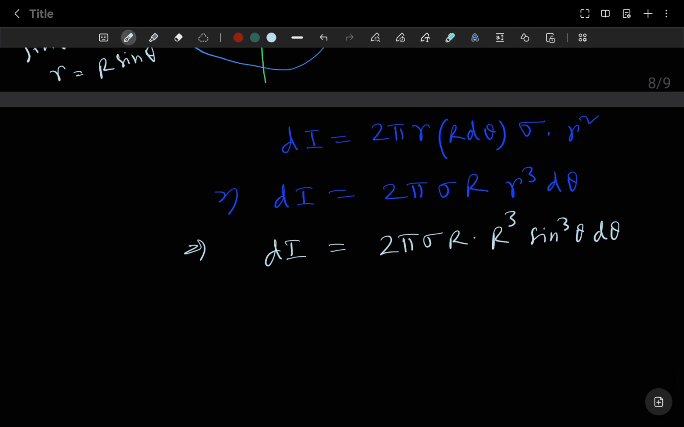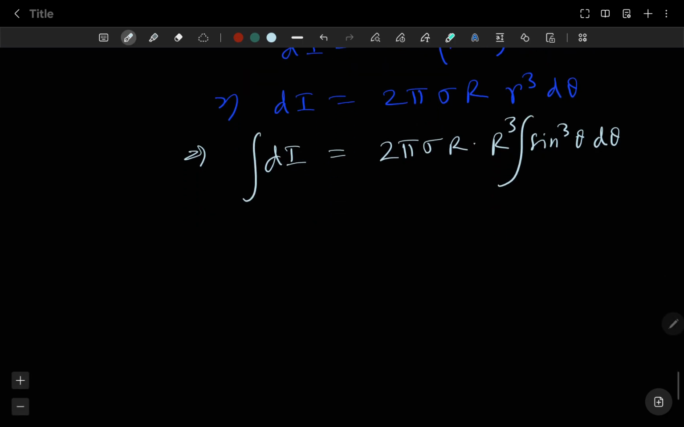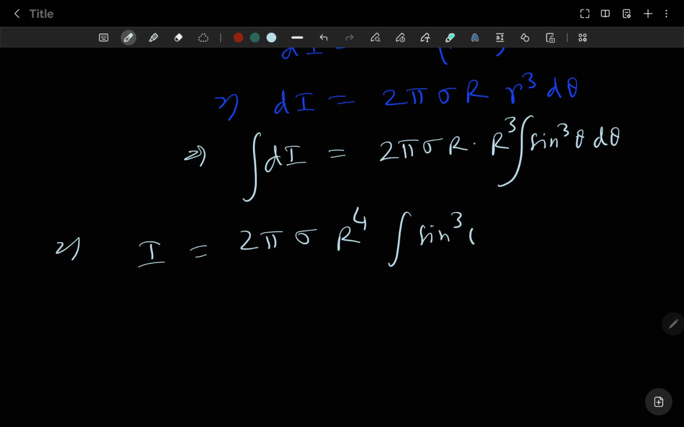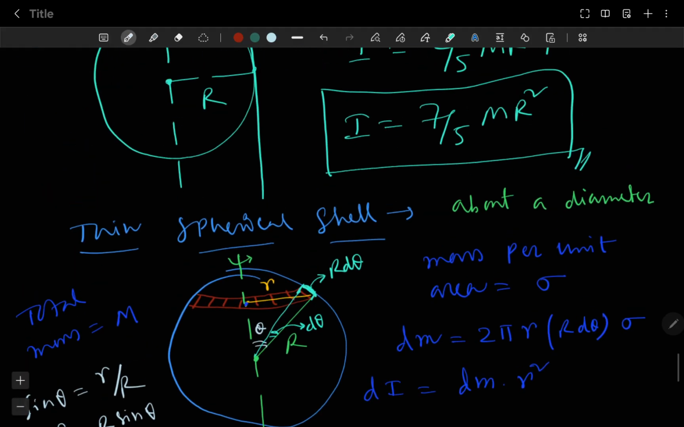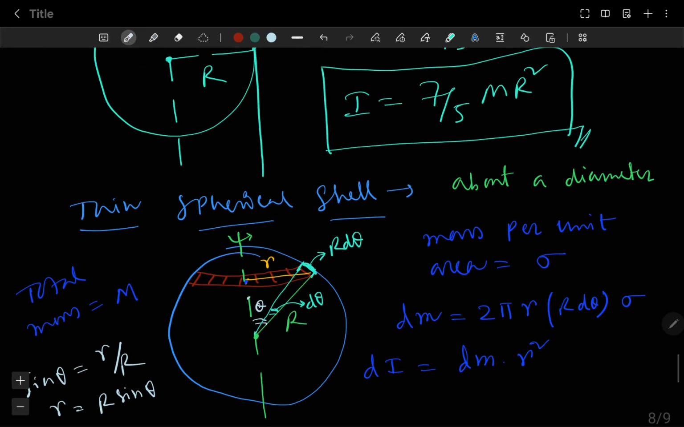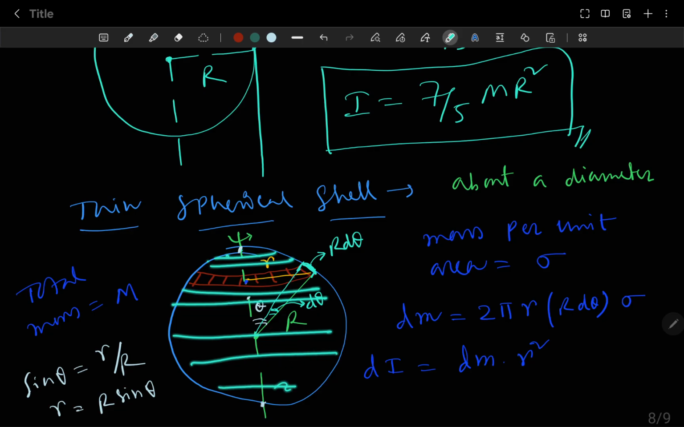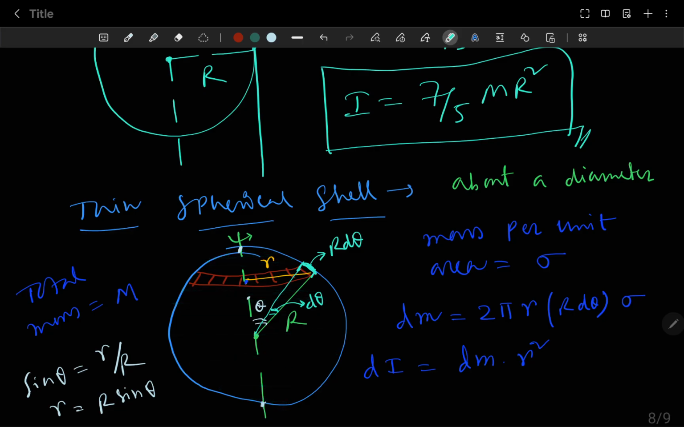So if you put integral on both sides, you'll get this. So I is 2 pi sigma r to the power 4 sin cube theta d theta. Theta will be from 0 to pi. If theta goes from 0 to pi, you go from this point to this point. So you are adding all these rings from this point to this point, right? Clear up to this point? So the whole shell is done.